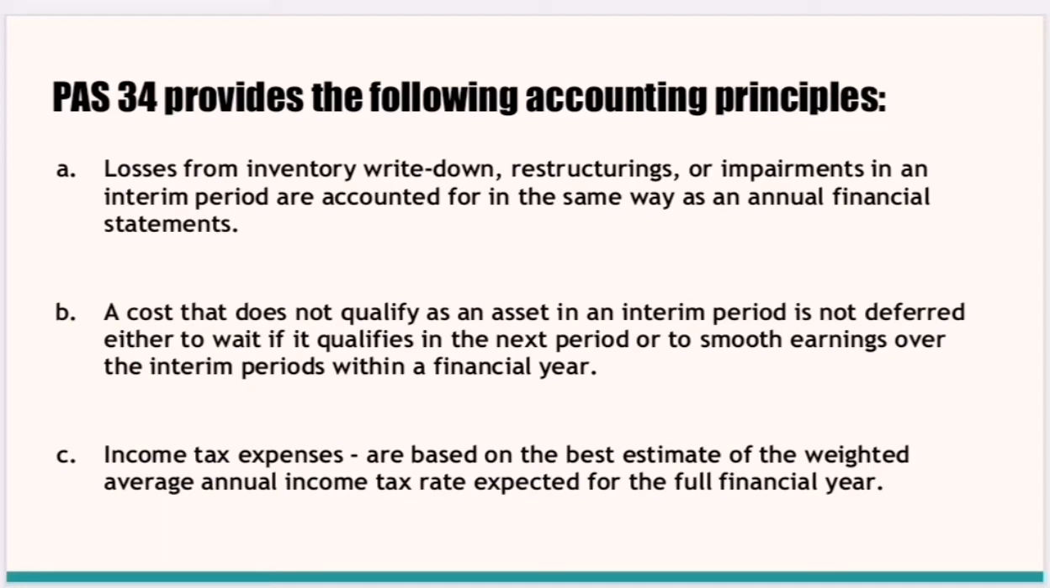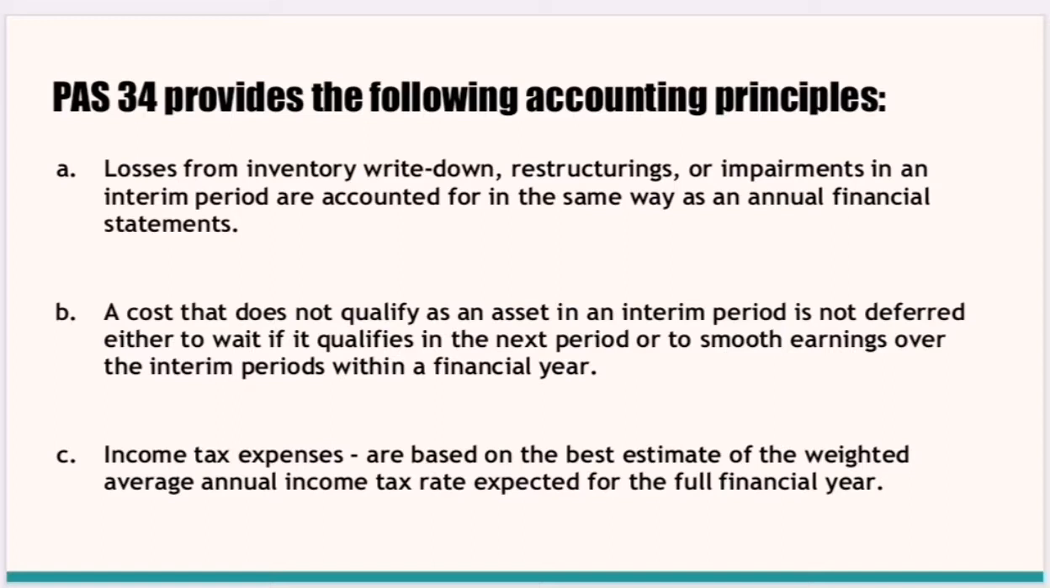Moreover, these are additional accounting principles provided by PAS 34. Firstly, losses from inventory write-down, restructurings, or impairments in an interim period are accounted for in the same way as in annual financial statements. So if there are future changes in estimates, the original estimate is adjusted by increasing the additional loss or by reversing a previously recognized loss.